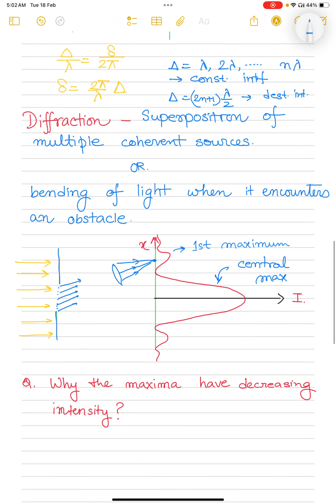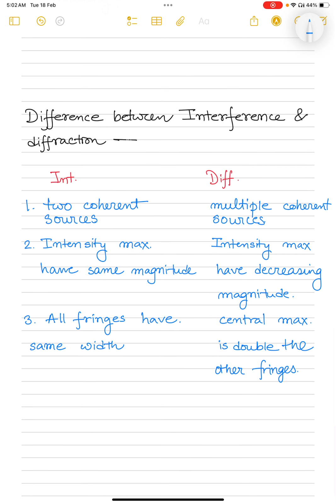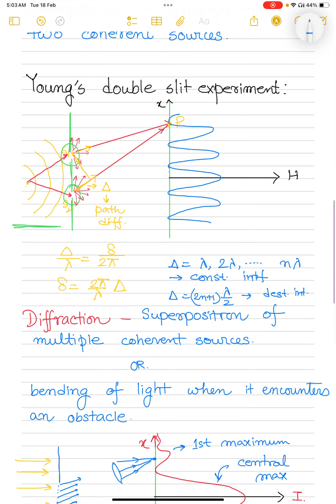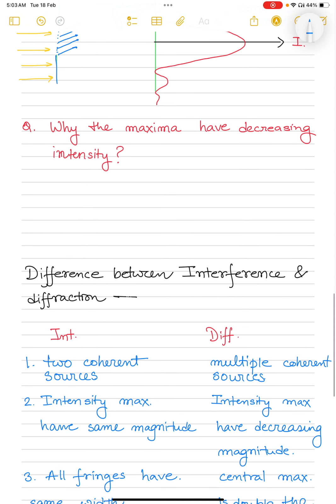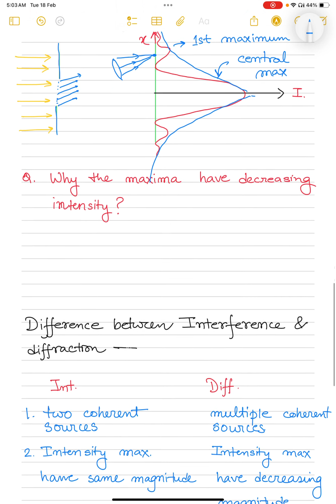Okay. Now, what is the difference between interference and diffraction? So interference is between two coherent sources. For diffraction, multiple coherent sources are required. For interference, all the intensity maxima have the same magnitude, so all of them have the same height. For diffraction, the intensity maximum is decreasing, like this, on this side and on this side.